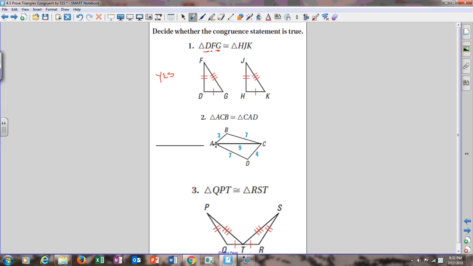Number 2, ACB. AB is 3, so first and last is 3. First and last here is CD, and that's 4. So it would be no, or false.